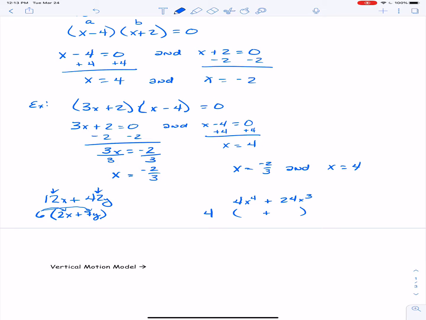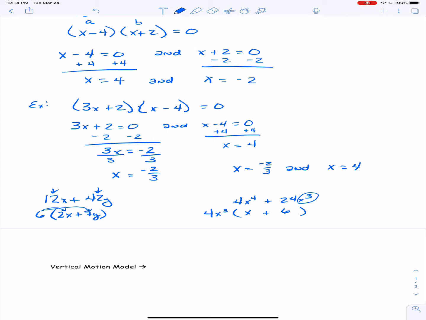We also have x cubed and x to the fourth power here. So we can only take out our smallest variable. So I can take my x cubed out, okay? Everybody good? So now I'm going to do this division. 4x cubed divided into 4x to the fourth leaves me with 1x. 4x cubed into 24x cubed leaves me with 6.